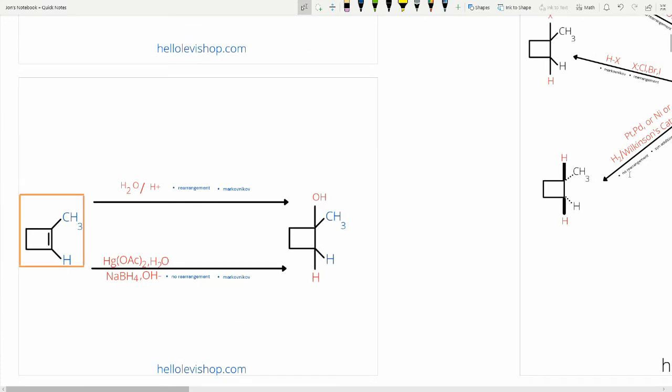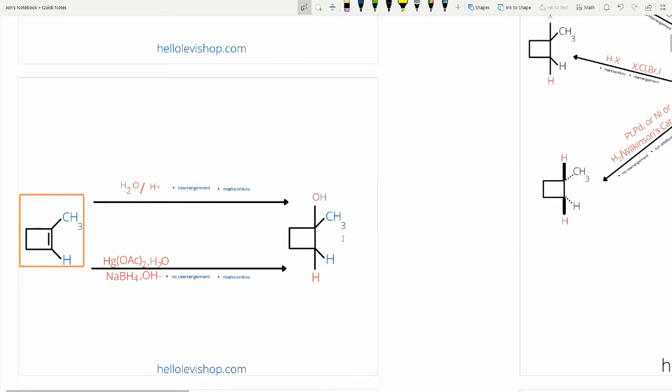Now, if we look at this, these are the reagents that we'll use. On the top, we have the acid-catalyzed hydration. Note with this that we do have rearrangement that will occur. And on the bottom, we have oxymercuration demercuration reagents. Again, note with this that we have no rearrangement with this type of reaction.